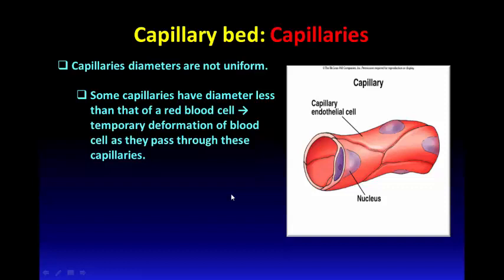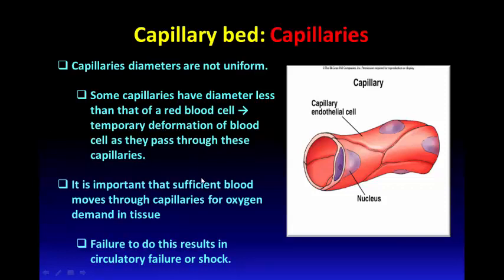It is important to note that the diameters of the capillaries in the different capillary beds in the body are not uniform. In fact, some capillaries have diameter less than that of a red blood cell. Accordingly, as the red blood cells pass through these capillaries, they undergo temporary deformation. It is important that sufficient blood moves through the capillaries to satisfy the oxygen requirements of the body tissues. Failure to do this results in circulatory failure or shock.